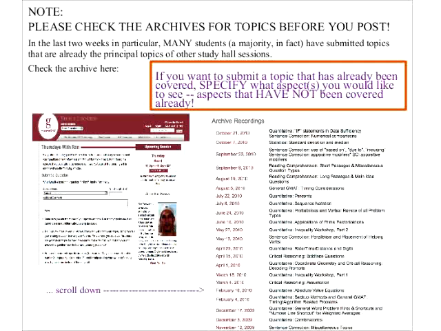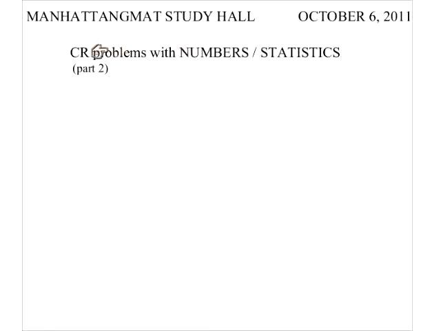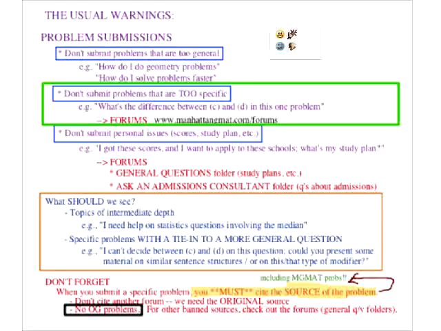Okay, that is it for the preliminaries. Again, for those of you who are just arriving, here is another quick glance at the topic. It's a continuation of last week's topic, critical reasoning problems with numbers and statistics. So without further ado, let's go ahead and jump into it.